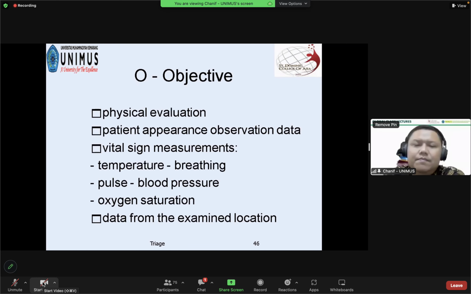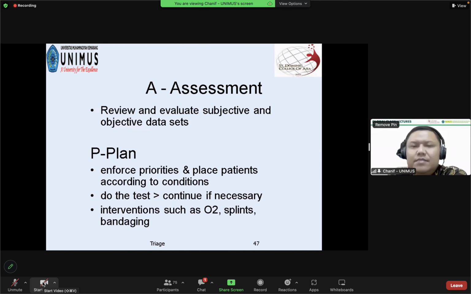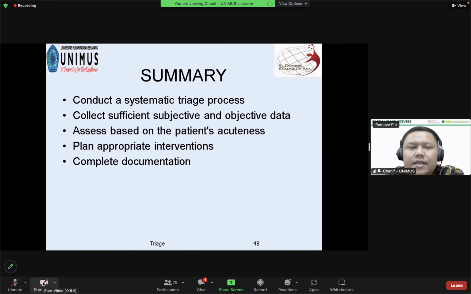And then for objective data: physical evaluation, patient appearance, observation data, and vital sign measurements, which assess temperature, breathing, pulse rate, blood pressure, and oxygen saturation from the patient examination. Assessment: analyze, review, and evaluate the subjective and objective data sets, then enforce priority and place the patient according to their condition, with further tests if necessary. Interventions such as oxygen, splint, and bandage. This is a summary from these materials.